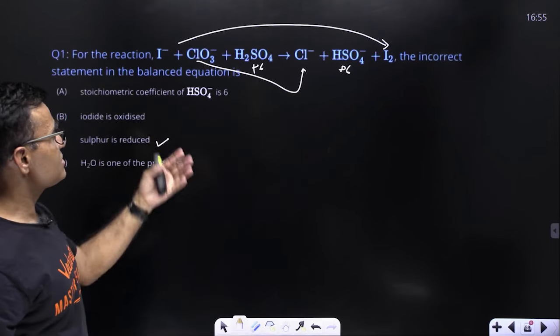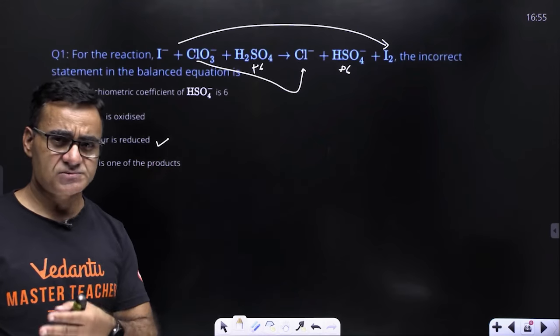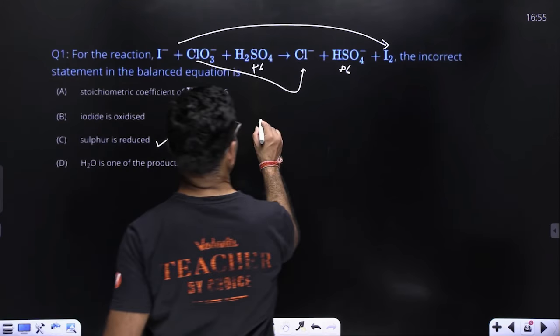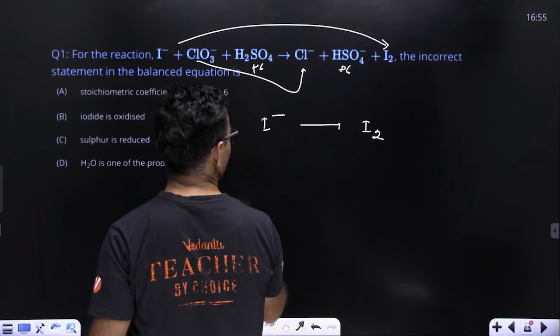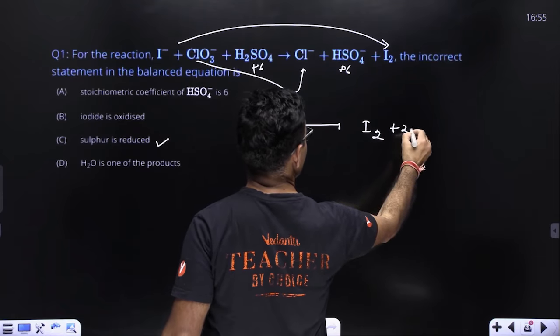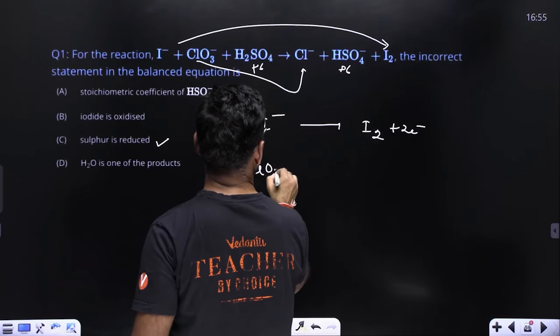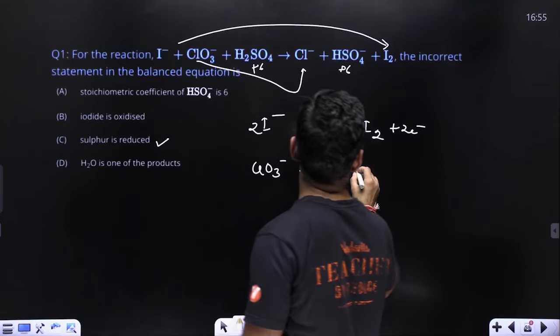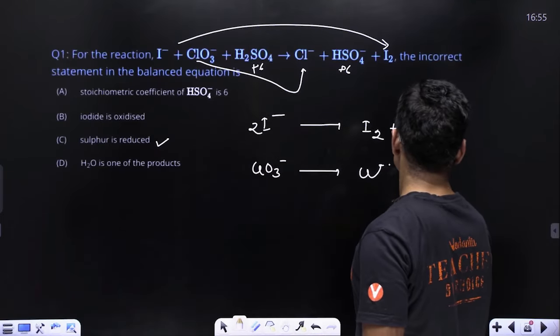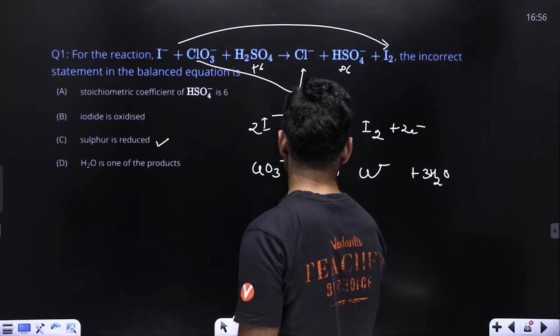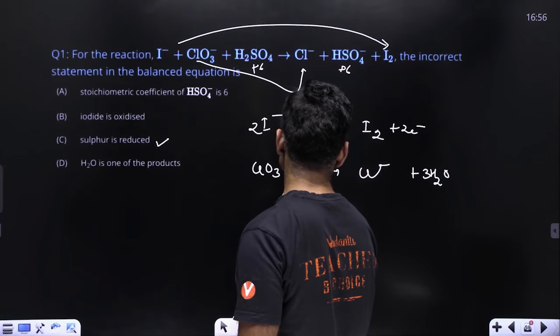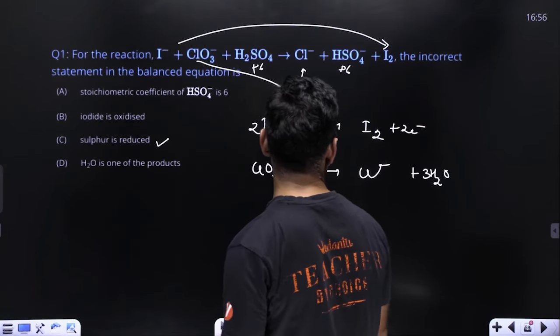Now to solve this question, we need to balance. To get the other options checked, we need to balance this reaction. So let me balance this reaction. I minus is getting into I2. So for this, we need to add 2 electrons here. And ClO3 minus changing into Cl minus plus 3H2O, right? तो 3H2O में 6H plus आ गया, 6H plus 6 electron. Now this reaction is also balanced.